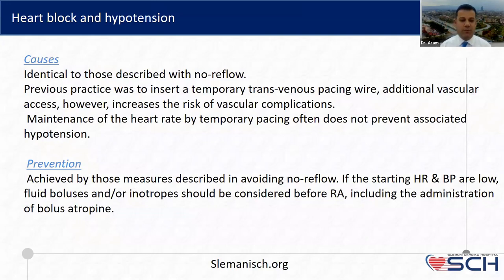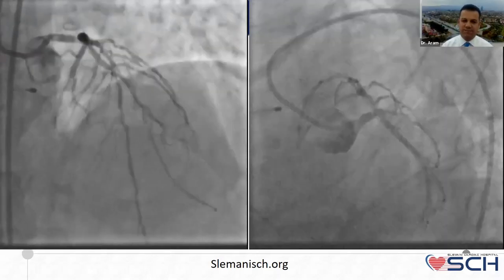And just a few years ago, when doing rotablation on the right system or the left system, they preferred using a temporary pacemaker. But nowadays, that has faded away. Now, even for rotablation of the left main stem or right coronary artery, there is no more use of a temporary pacemaker, because they have found that even a temporary pacemaker will not improve the hypotension if it happens, but it will increase access site complications. So the treatment is the same, and a pulse of inotrope or atropine might be helpful.